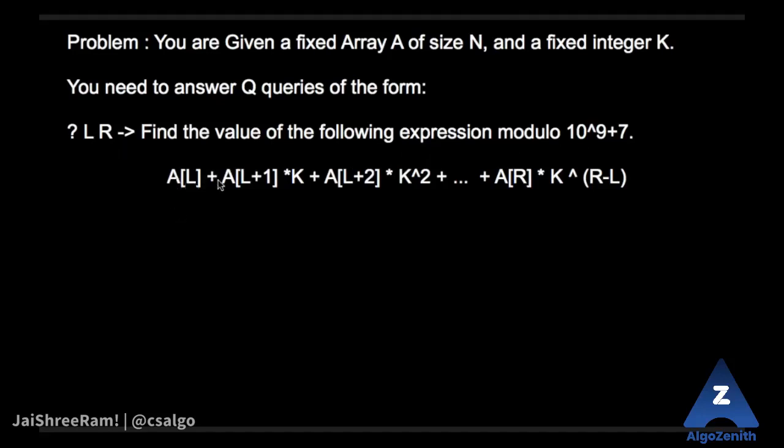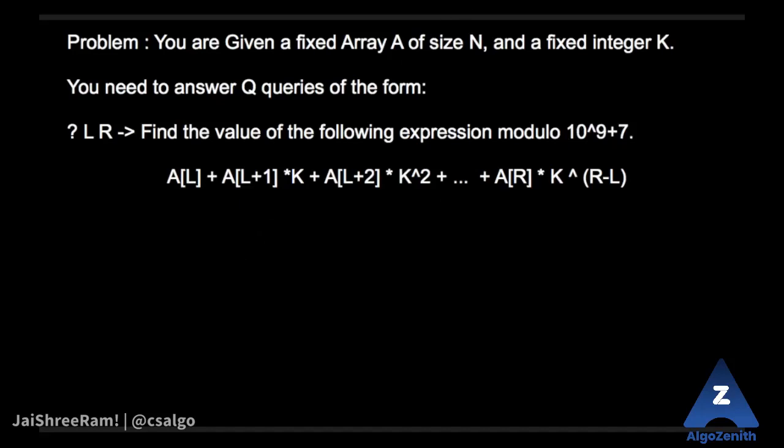A of L plus A of L plus 1 multiplied by k plus A of L plus 2 multiplied by k square, and so on, right? So as you can see in this, you have the first one multiplied by 1, second one multiplied by k, then k square, then k cube, and so on, and you multiply these terms with the subarray L to R, and you need to find this value modulo mod. So whatever operations we do, we do modulo this value.